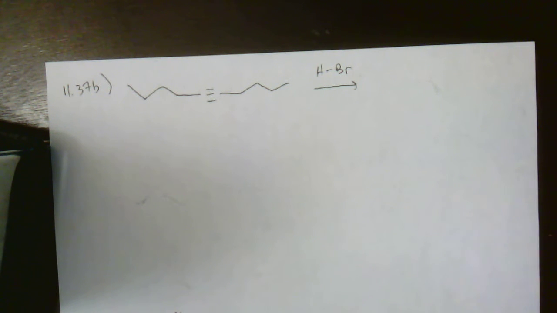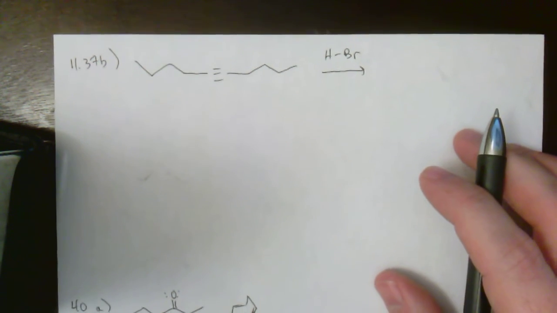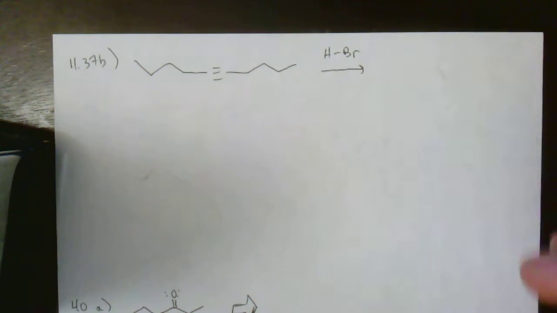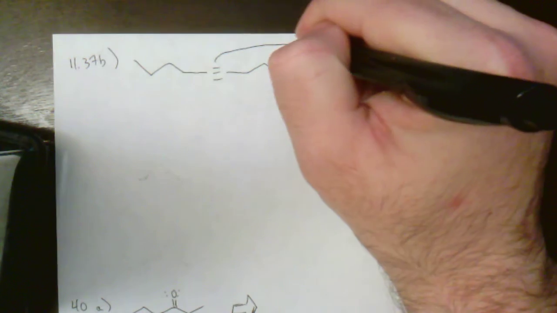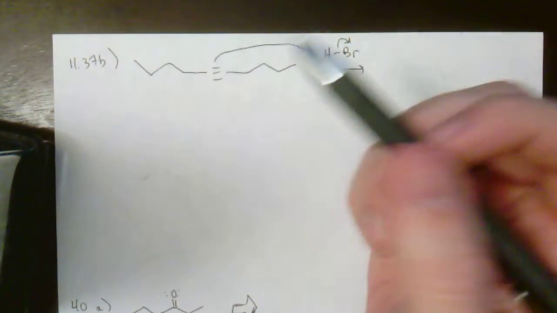Okay, this is the Chapter 11 and Chapter 12 mixed homework from, it was due November 19th. So this first one wants the full mechanism and the products for this reaction. So this is going to be a normal electrophilic addition to an alkyne.